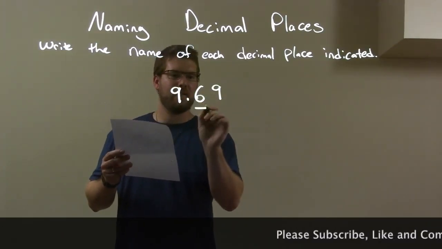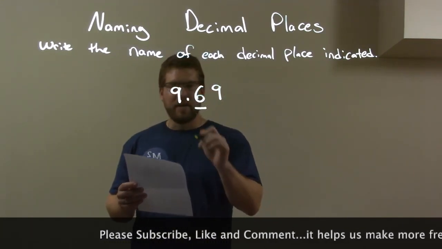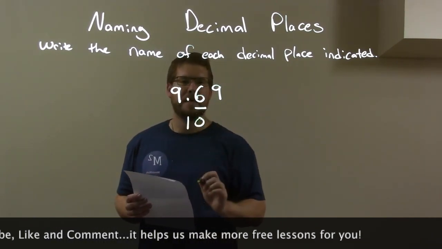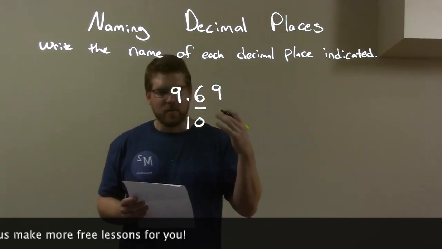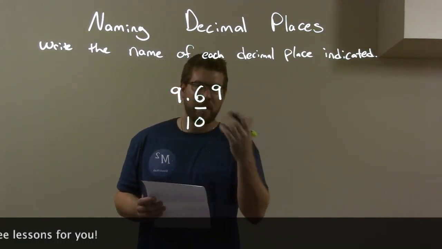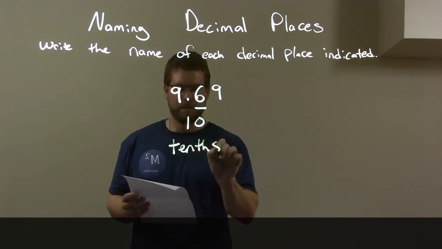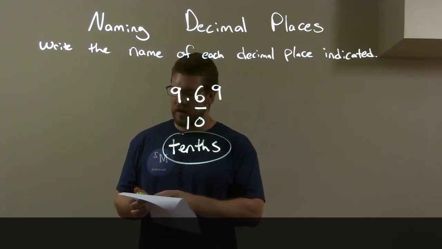9.69. And right there, that 6 is the number that's indicated. My technique right here, I put a 1 where the decimal is and put a 0 until the number indicated. So that's just the first one, 6. So I have a 10. Since it's to the right of the decimal, this is the 10th place. And there's our final answer.